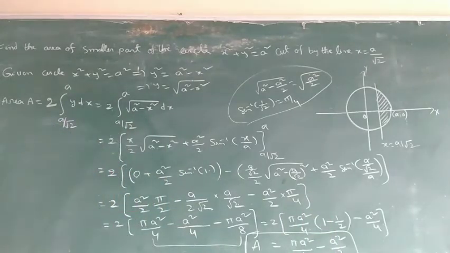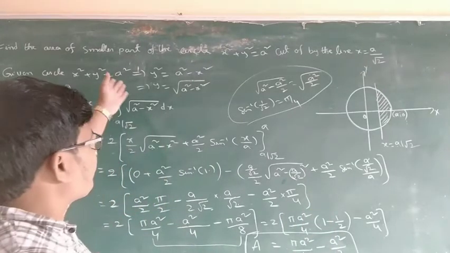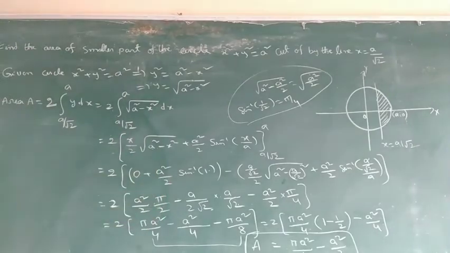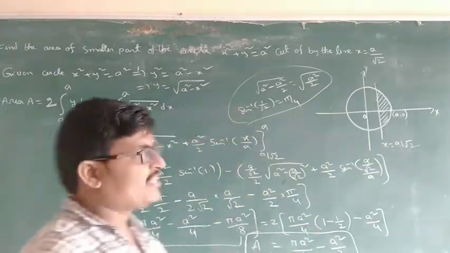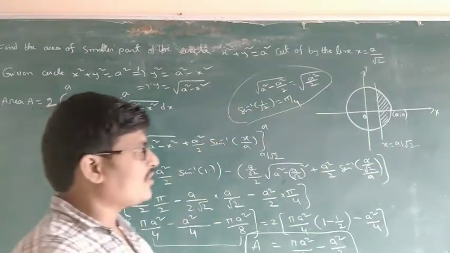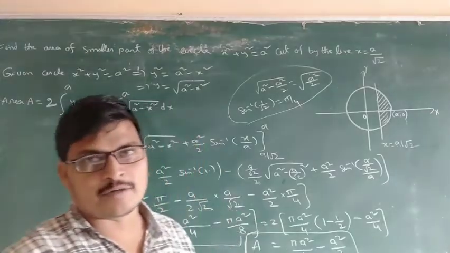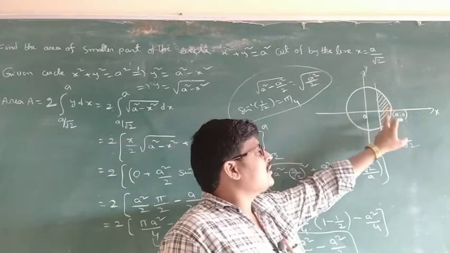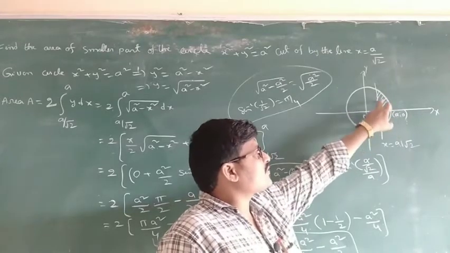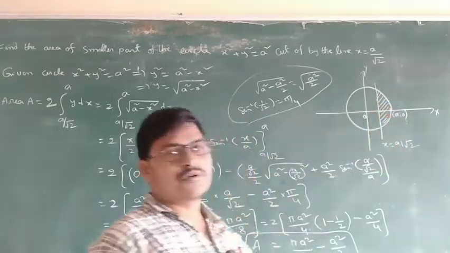The only calculation that is difficult is nothing, it is simple. A by root 2 is dividing the circle into two parts, the smaller part and the bigger part. Find the area of the smaller part. The smaller part has two symmetric portions, the first quadrant and the fourth quadrant.